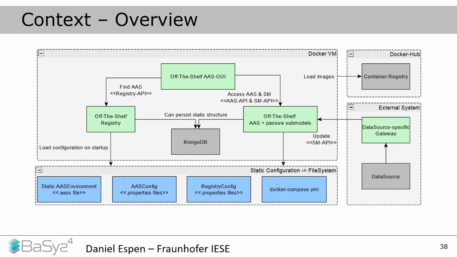And in the second example we did it via environment variables, but you could, as we did before, also mount the configuration files into the container and use Docker Compose to define your start environment, or optionally also use AASX files to get the static structure into the off-the-shelf component and the AAS server.